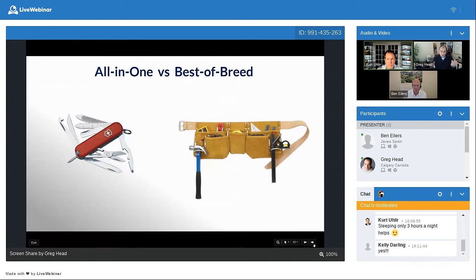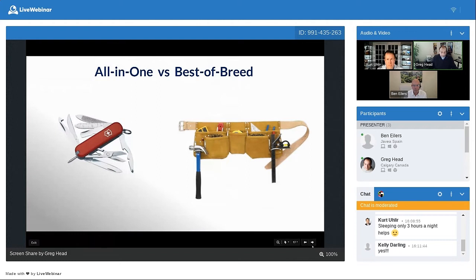versus having a tool belt around your waist with the right tools for the right job. So yes, the Swiss Army knife has a lot of tools. When you're in a pinch, they're great, but is it the right tool? Right? That's something we need to always consider when we're building a tech stack.